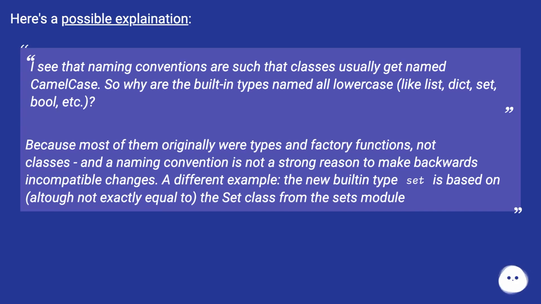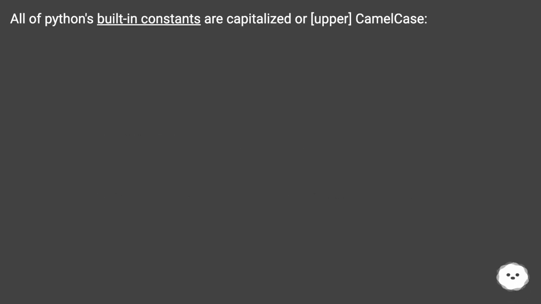A different example: the new built-in type set is based on, although not exactly equal to, the set class from the sets module. All of Python's built-in constants are capitalized or upper camel case.